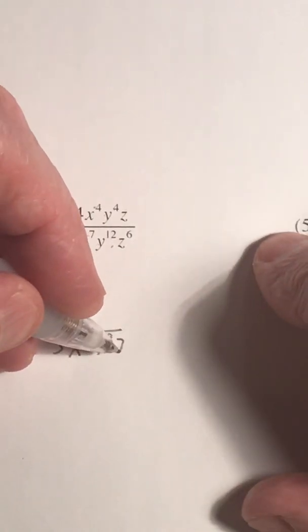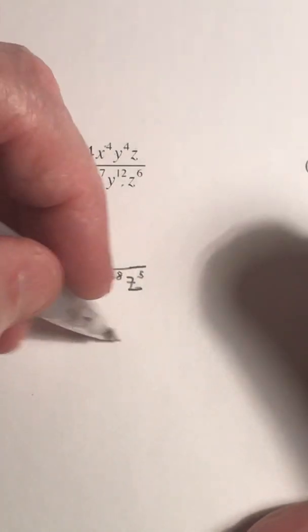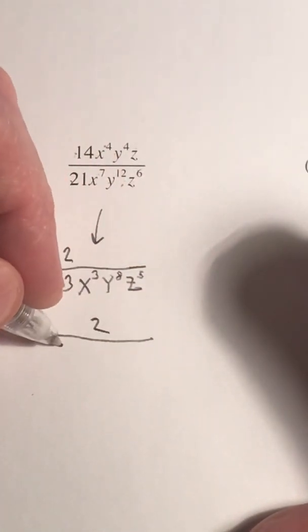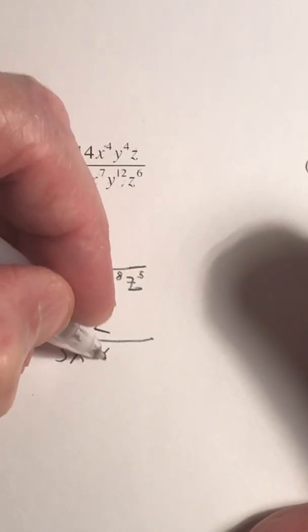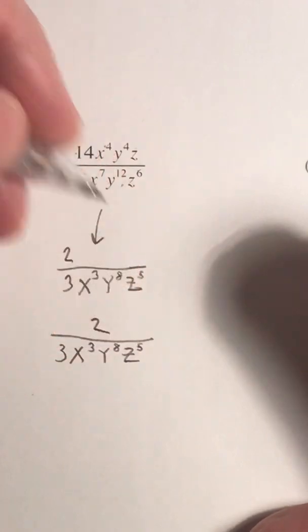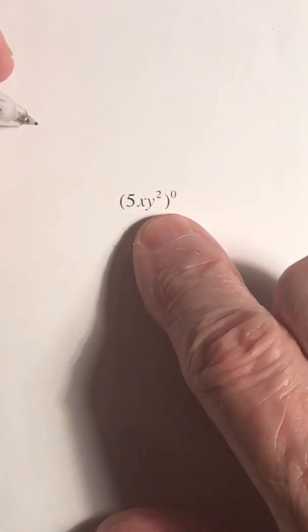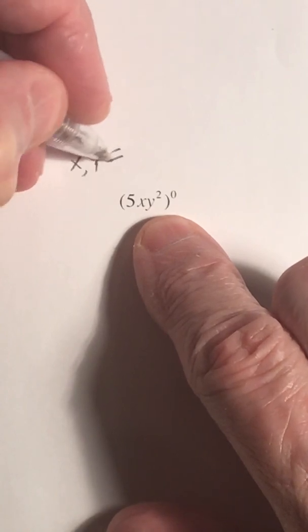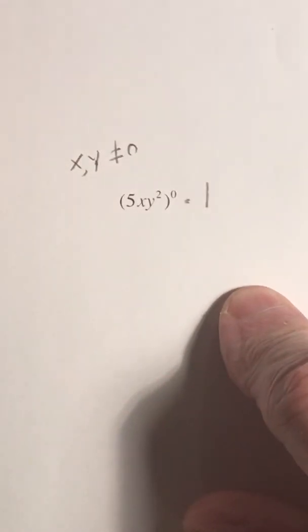6 take away the invisible 1. You can see the 5th. So it's 2 over, let me write it a little more balanced looking. It's 2 over 3x to the 3rd, y to the 8th, z to the 5th, or in Canada we would say z, or England. Assuming x and y are both not equal to 0, we just have this mess to the 0 power, so it's 1. That is the end of that. And that's the end of page 2.